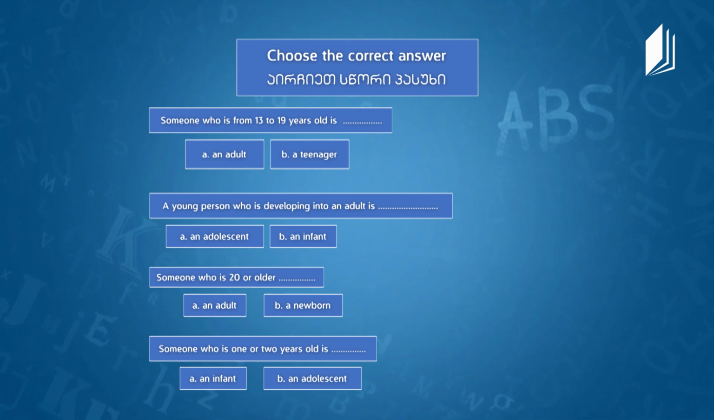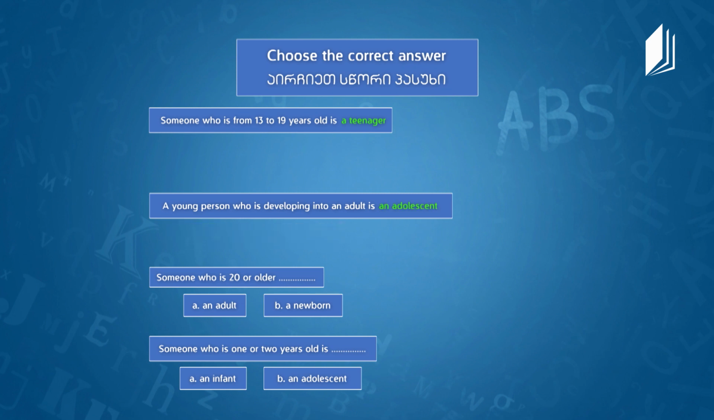And the very first sentence is someone who is from 13 to 19 years old. Oh, I know what that is. That should be a teenager. You are absolutely right. And a next sentence, a young person who is developing into an adult is... Oh, that should be an adolescent as well.